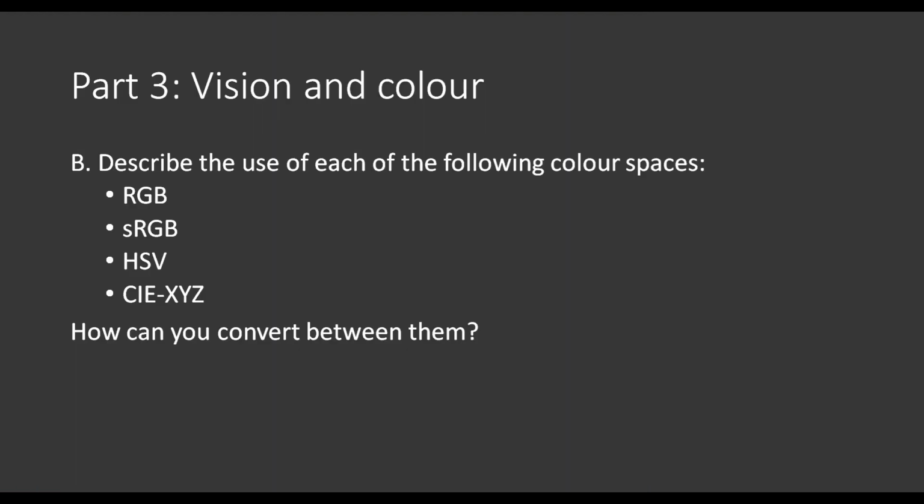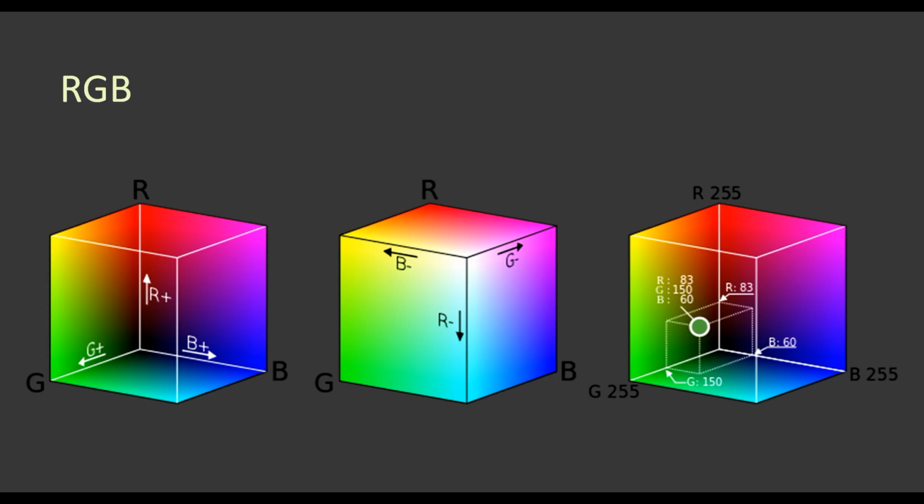This leads us nicely to question B. Describe the use of each of the following color spaces: RGB, sRGB, HSV, XYZ. How can you convert between them?